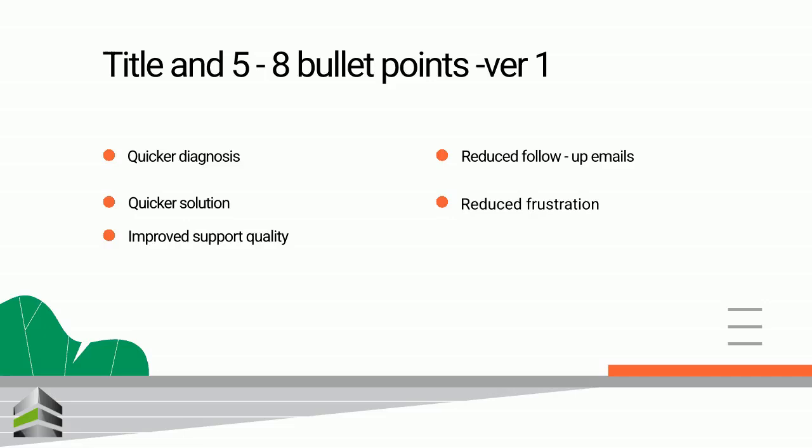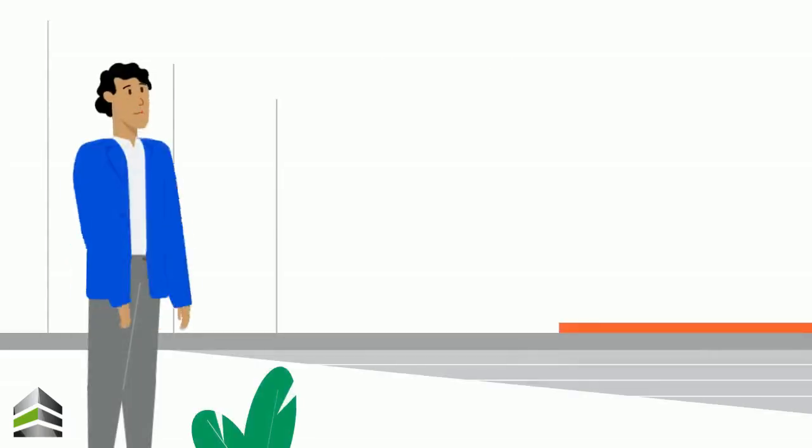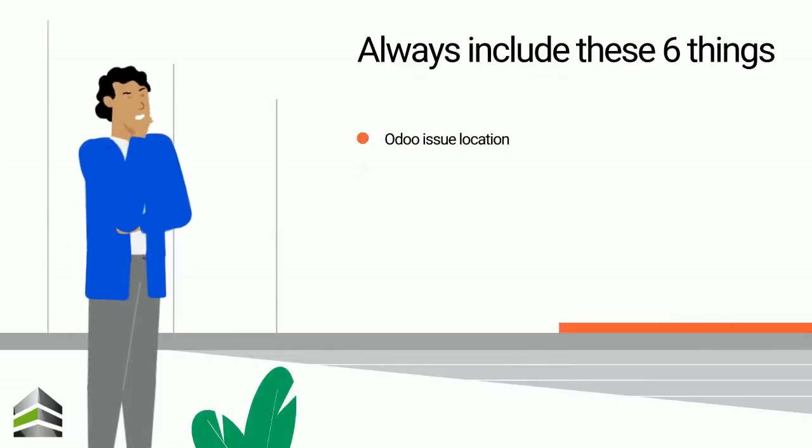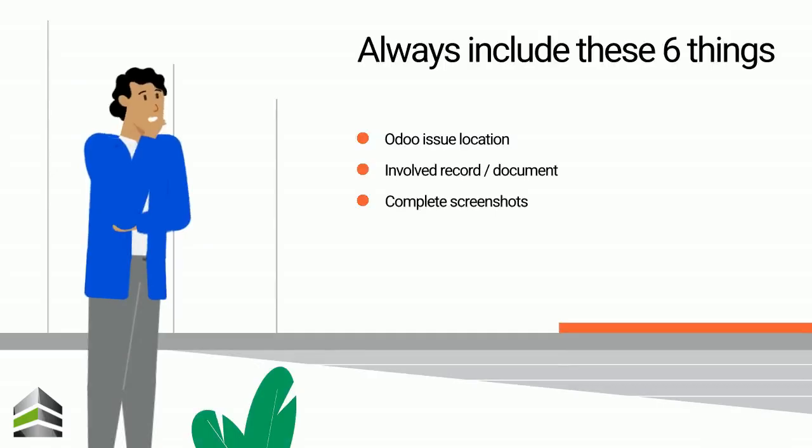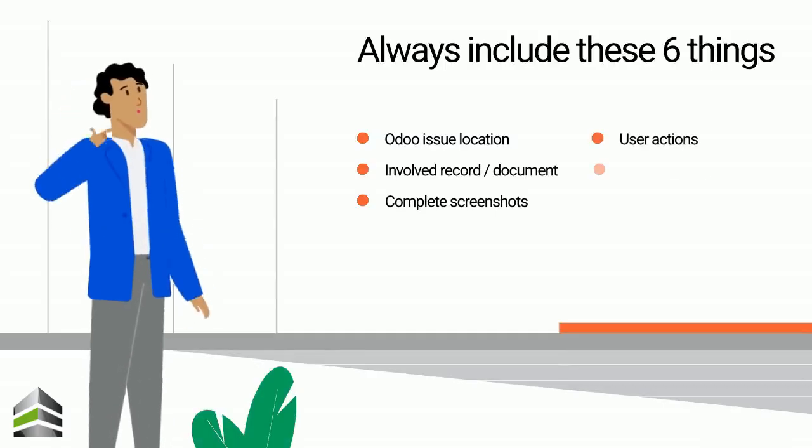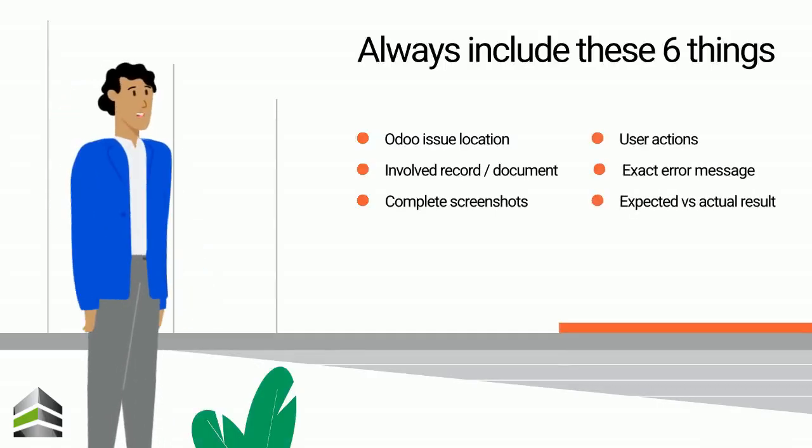To make support efficient, we ask you to always include 6 key elements. First, tell us where in Odoo the issue happens. For example, sales, invoicing, inventory, CRM, purchase, studio, helpdesk, or accounting. Second, explain what you were doing just before the issue appeared. Describe the steps, not just the outcome.